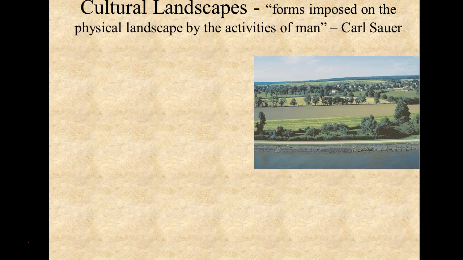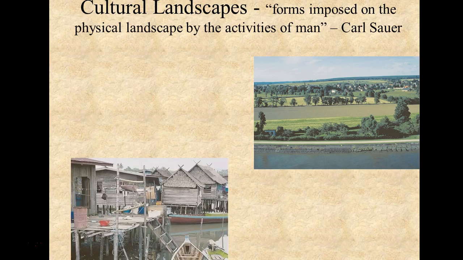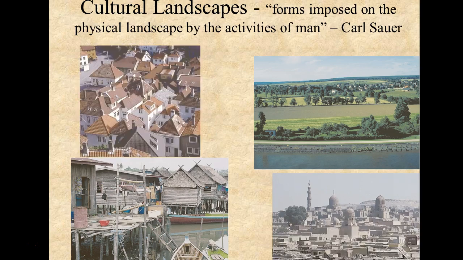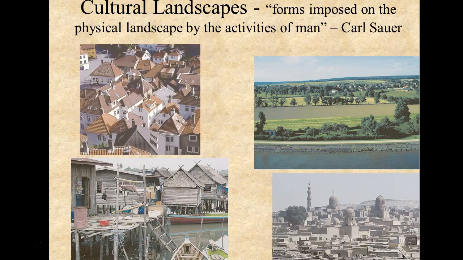The great geographer Carl Sauer described cultural landscapes as forms superimposed on the physical landscapes by the activities of man. Nicely expressed in these various images that range from rural farmlands in Europe to Istanbul in Turkey, Norway, and Thailand.